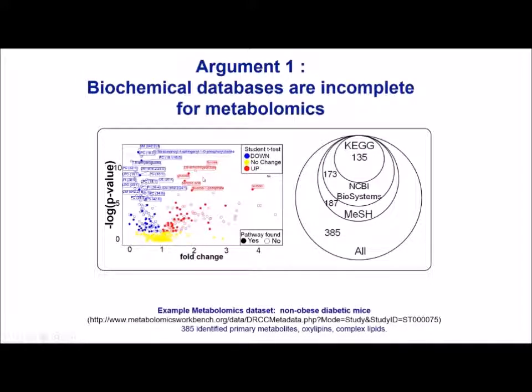So on the left side we see a volcano plot where we also highlight if we found any pathways for these altered compounds or not. Blue dots are decreased compounds, red dots are increased compounds, and yellow are no change on a p-value cutoff of 0.05. And you can see that many empty dots, which represent that there were no pathways, are very significantly affected, and the majority of them are lipids.